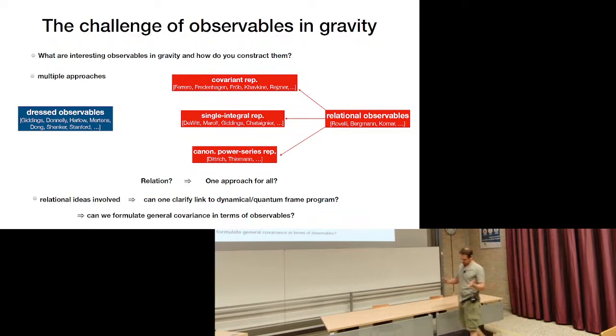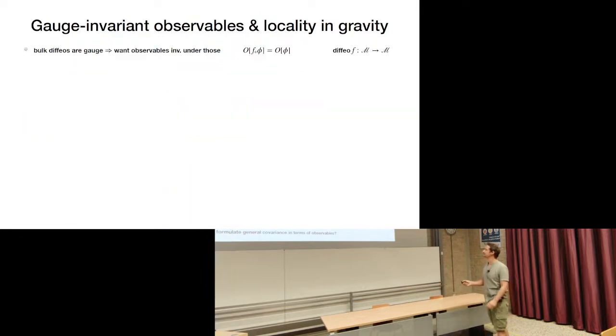And then we can try and see whether we can also connect it with the notion of dynamical frame covariance, where we can translate between different frame perspectives and maybe even formulate general covariance in the language of dynamical reference frames. Okay, if some of these names here don't mean much to you, I will at least try to give you some taste of what these approaches actually are in this talk.